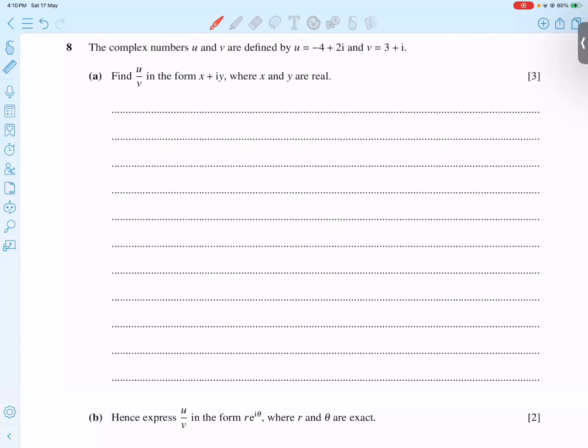Question number 8, complex numbers u and v. So this is represented by u and this is v, very clearly mentioned. He said find this in the form and give it. So we have to divide u over v: negative 4 plus 2i over 3 plus i. We have to convert this into the form.